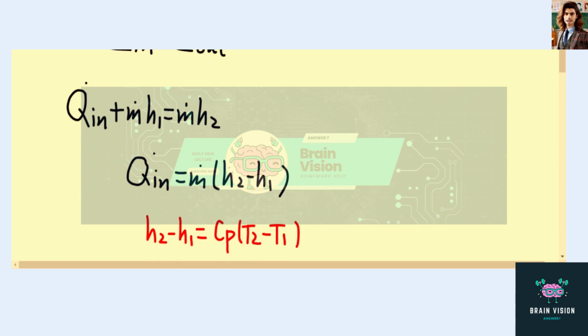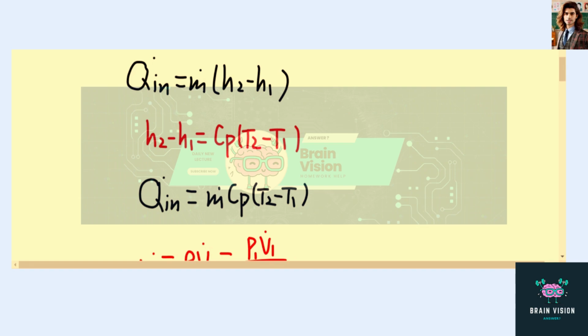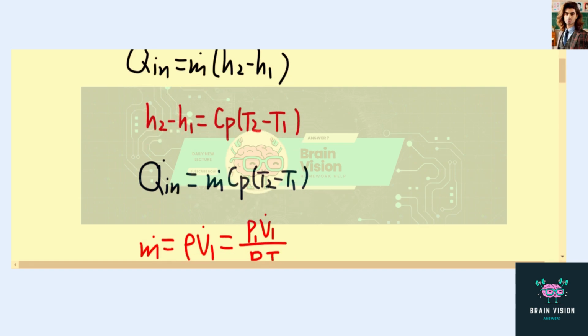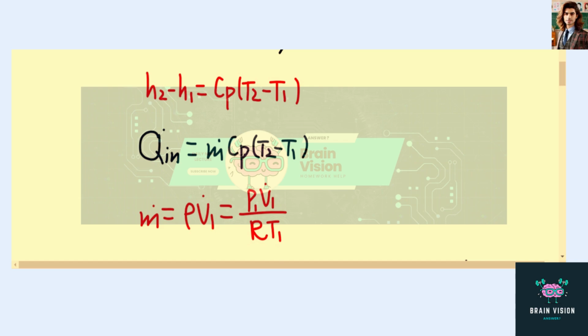And we know H2 minus H1 can be expressed as Cp times T2 minus T1. Cp is the specific heat for the air at room temperature, T2 is the final temperature, and T1 is the initial temperature. So eventually we have Q dot in is equal to M dot times Cp times T2 minus T1. And we know the mass flow rate can be expressed as the inlet density of air times the inlet volume flow rate. So if we do some arrangement here, we have M dot is equal to P1 times V1 dot over R T1. P1 is the inlet pressure, R is the gas constant for the air, and T1 is the initial temperature.